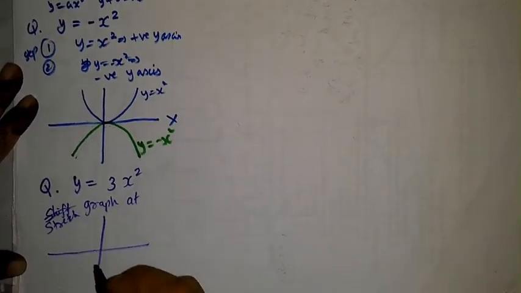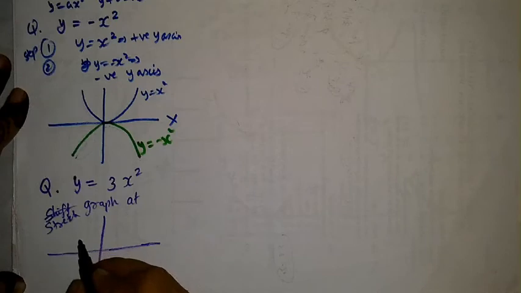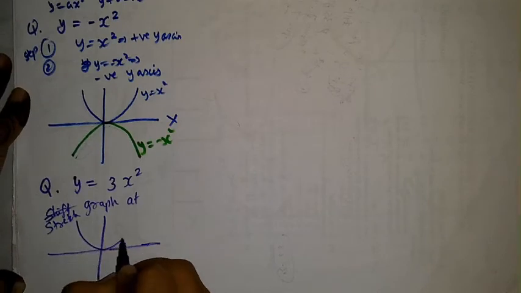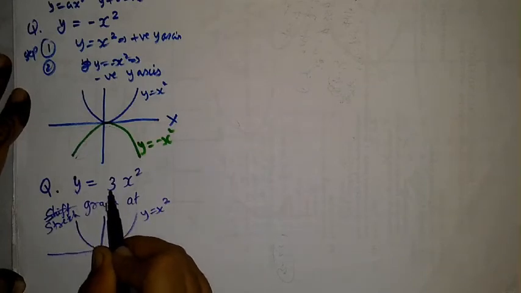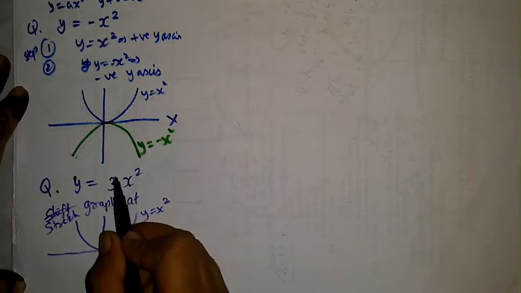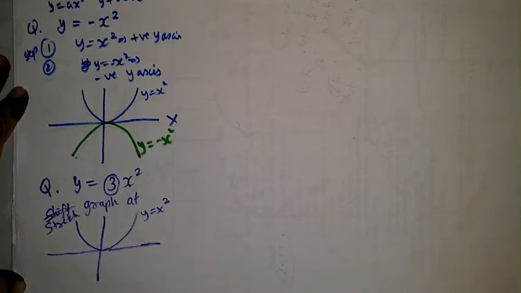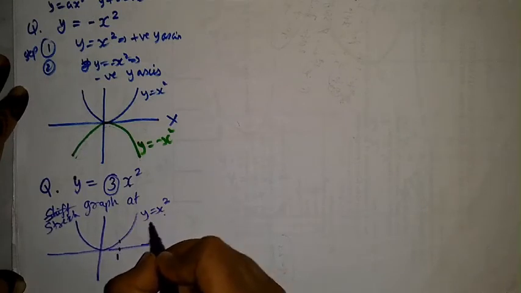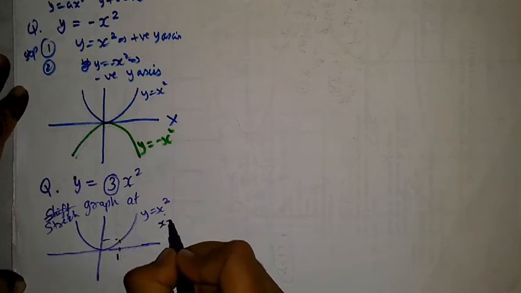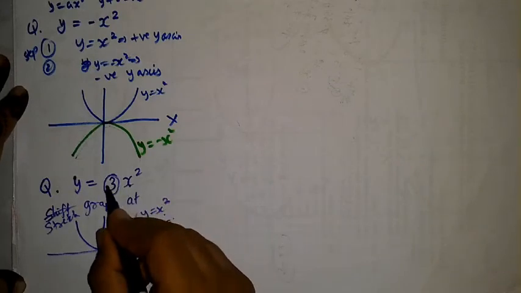Simply, we know the graph of y is equal to x square is like this. So when it is y is equal to 3x square, the value will change 3 times, which means the graph will move 3 times faster; faster in the sense that it will get stretched. Let's see by putting in values. When x is equal to 1, y is 1 for y is equal to x square.